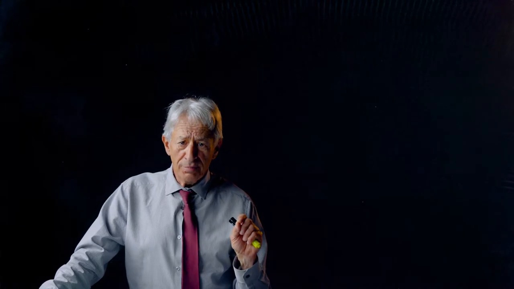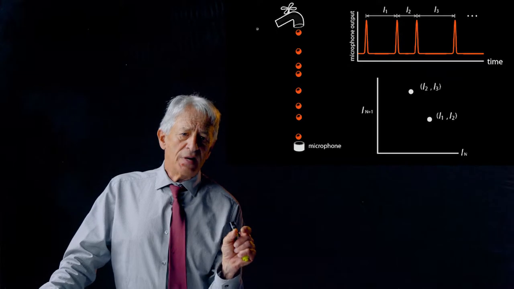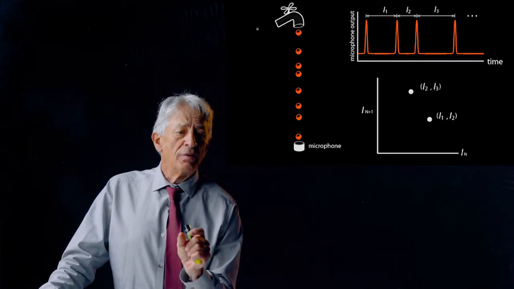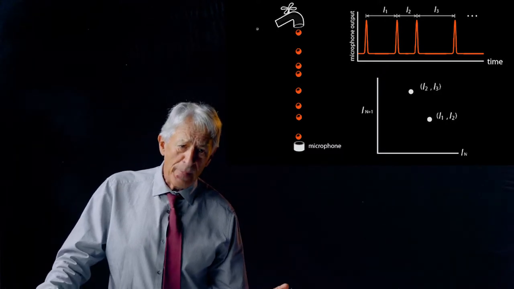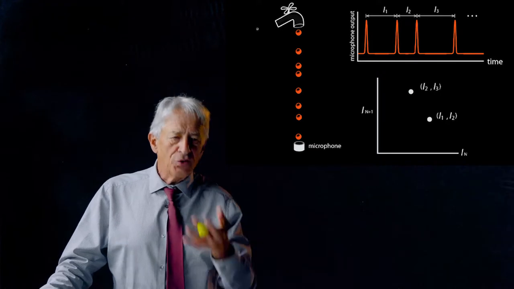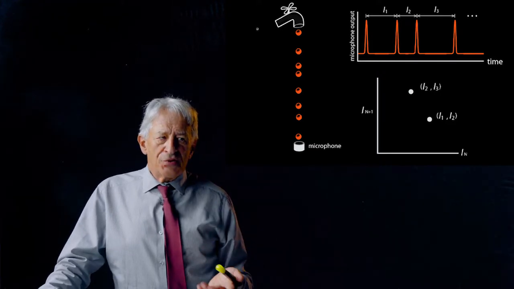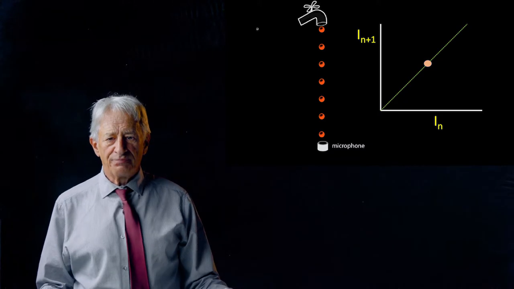And you see drip, drip, drip, drip. Now, if you make a Poincaré plot of the inter-drip intervals, because that is going to be our data, we're going to take the time intervals between the drips. We're going to call those inter-drip intervals T1, T2, T3. And we're going to plot Tn plus 1 against Tn to look for determinism. So for low flow rates, as you see, you get perfectly periodic dripping.